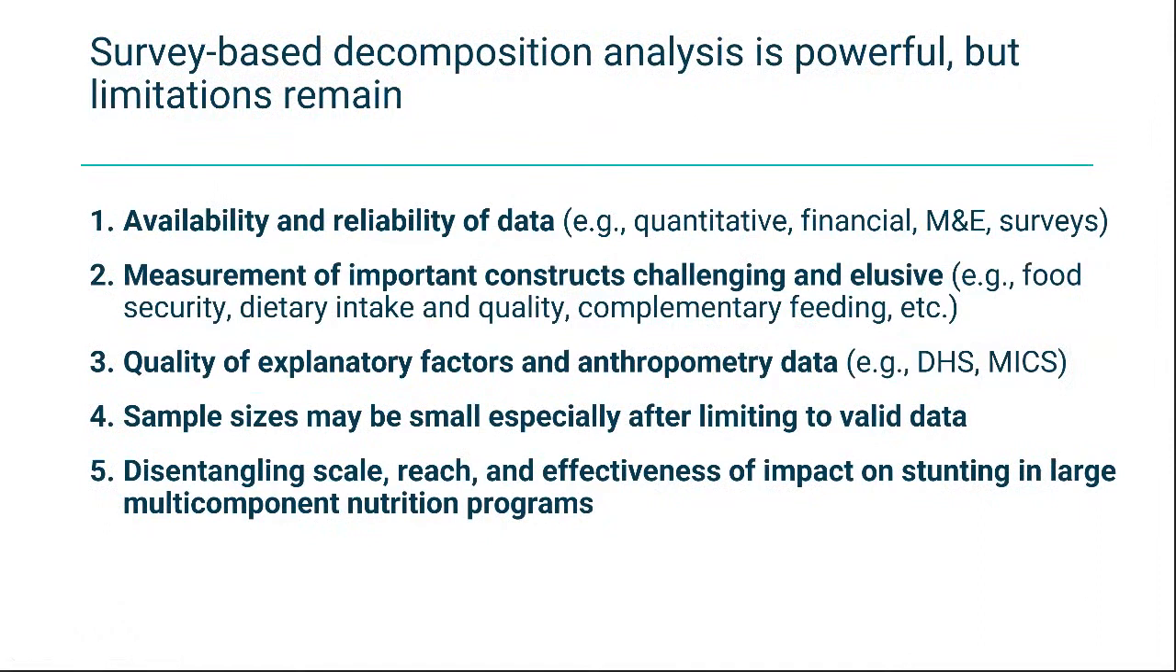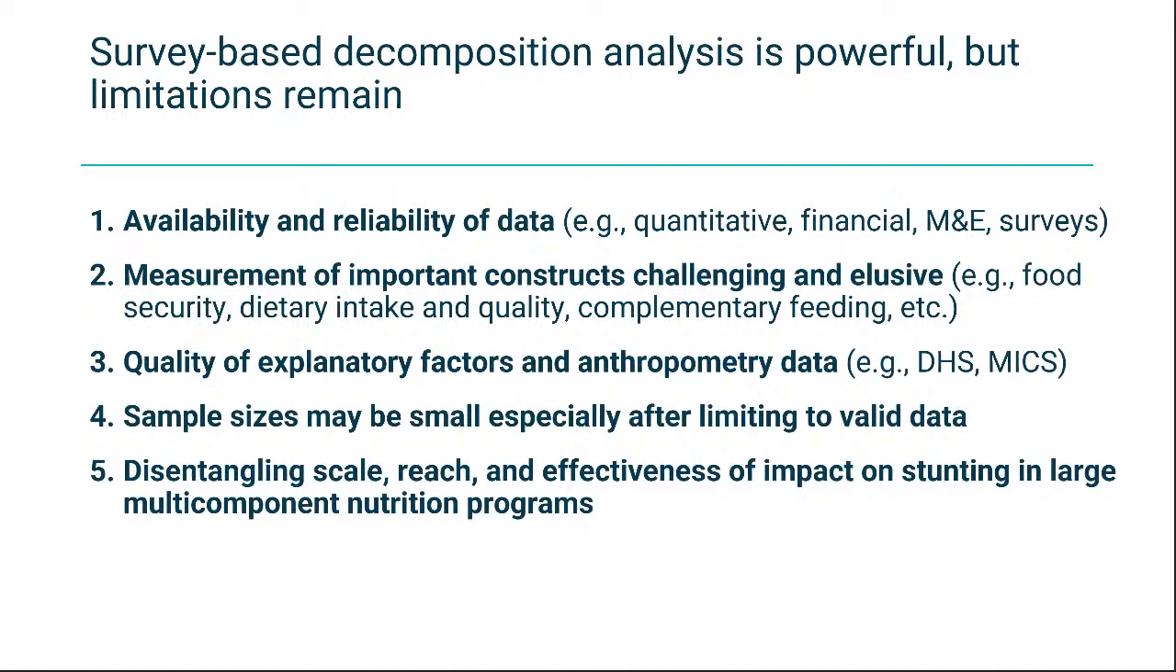One final slide on limitations. Again, these analyses are great, useful, informative, but they're imperfect. There are always limitations, and some of them we've talked about throughout the session, such as availability and reliability of data. Sometimes important constructs, like food insecurity or dietary intake, are difficult to measure, poorly measured, with no good data available. So we need to be thinking about those things, especially where we identify proxies: are they good proxies of those phenomena we're trying to capture?